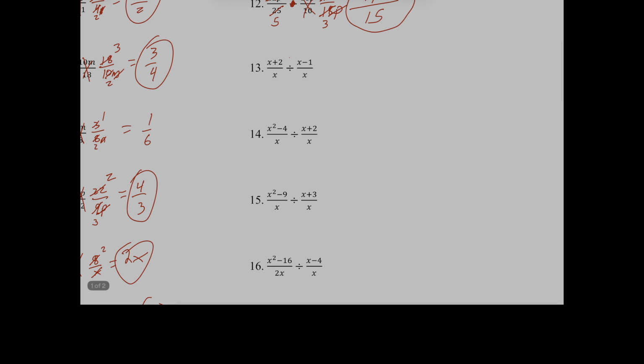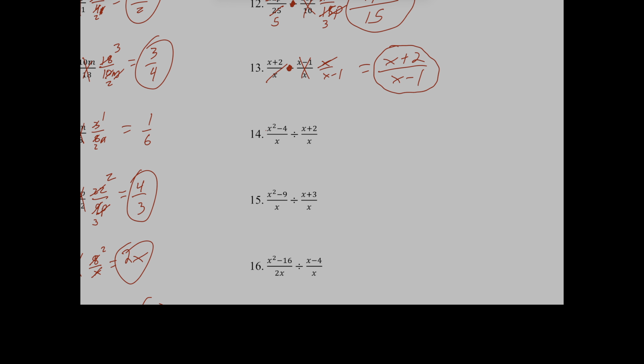Going on to number 13, multiply and flip. All right, my x's can cancel out. Nothing else I can cancel out here. So I have x plus 2 over x minus 1. Just as a reminder, can I cancel out the x's? No, I can't, because they're attached to pluses and minuses. Once you see pluses and minuses, you can't cancel them, okay? They're glued. They're attached to them.